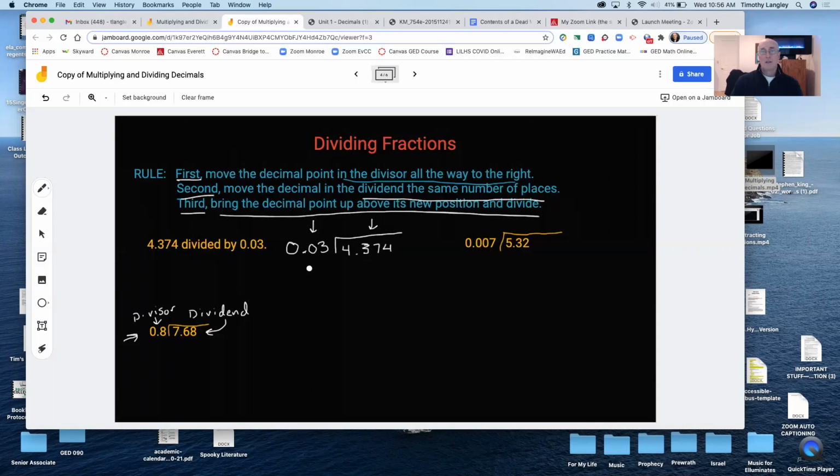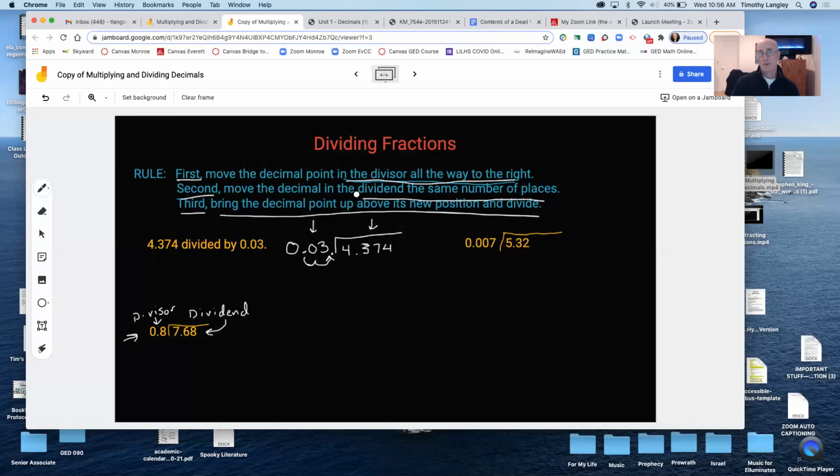So the rule says to first move the decimal in the divisor all the way to the right. So you see it's here. I'm going to move it 2 places, uno, dos. So it's right here. Now it's no longer a decimal. Now it's just 3. I'm dividing 3 into this.